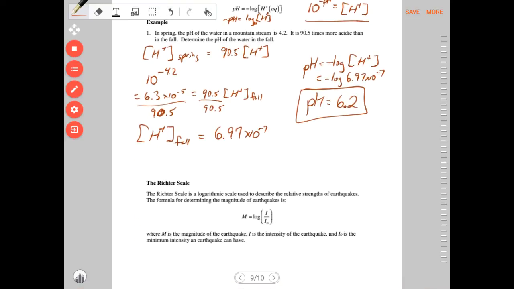Okay, example 2, or the next application, is the Richter scale. The Richter scale is a logarithmic scale used to describe the relative strengths of earthquakes. The formula for determining the magnitude of an earthquake is this: M equals log of I over I0, where M is the magnitude of the earthquake, I is the intensity of the earthquake, and I0 is the minimum intensity an earthquake can have.